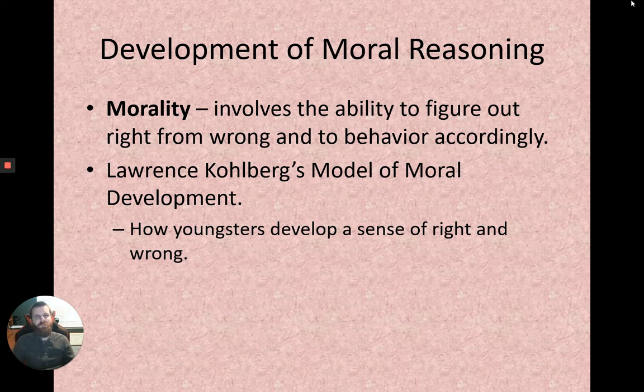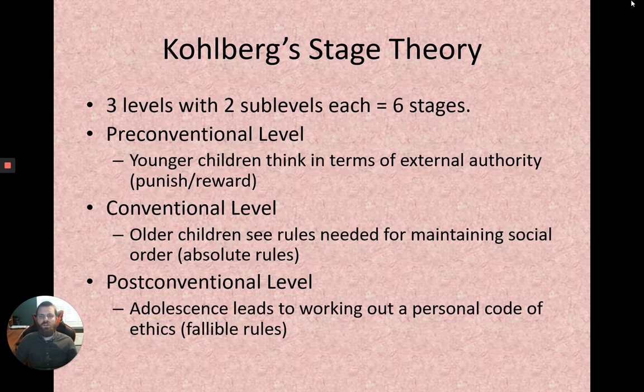This is now about right from wrong, moral reasoning, as it's called, morality. This comes from Lawrence Kohlberg. So Lawrence Kohlberg has a model for us to look at. How do we develop a sense of right and wrong? Think about it for yourself. How have you developed a sense for right and wrong?